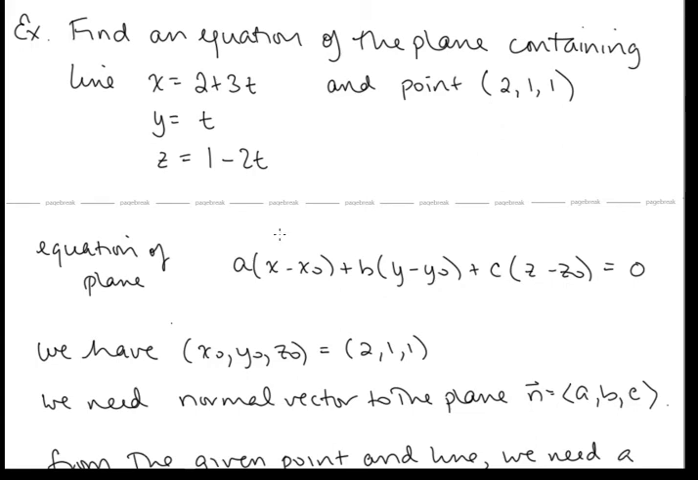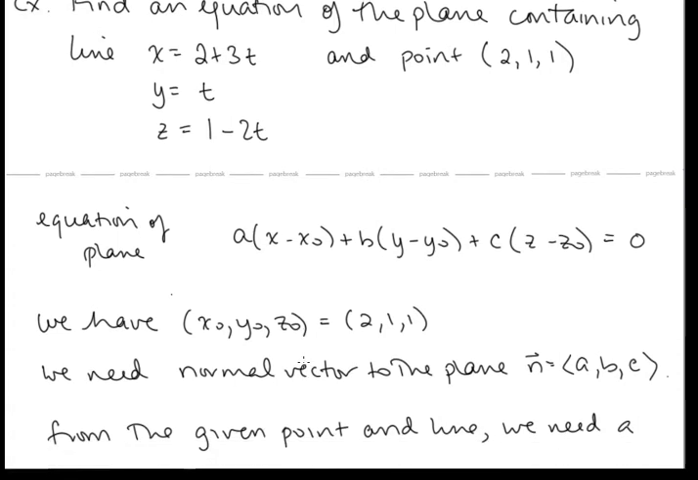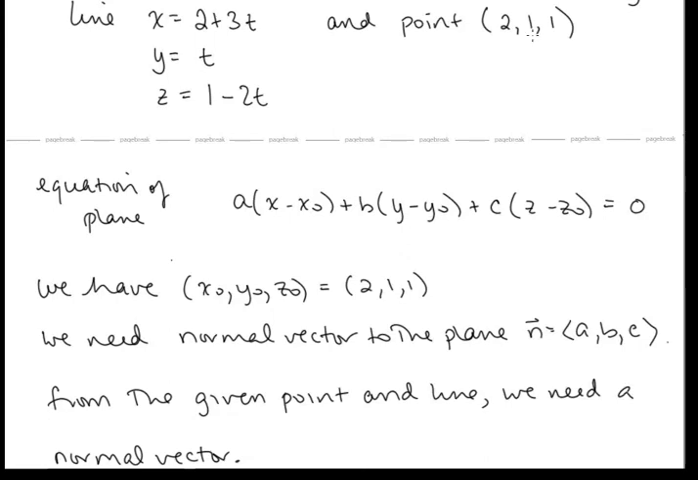Anytime they're asking us to find an equation of the plane, I want to start by writing down the equation of the plane and then seeing what I have to plug in. I need an (A, B, C) normal vector to the plane, and I need an (x0, y0, z0) point on the plane. Well, I already know that (2, 1, 1) is a point on the plane. So we have x0, y0, z0, but we don't yet have a normal vector. Let's think about what we do have. We have a point, and we have a line.